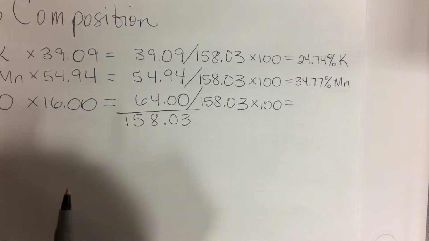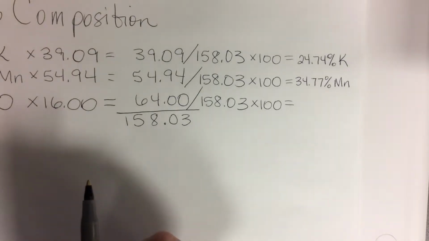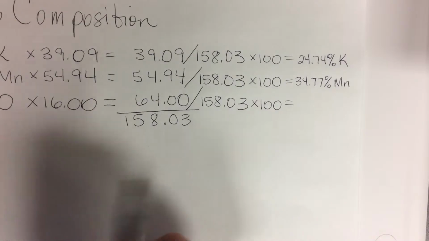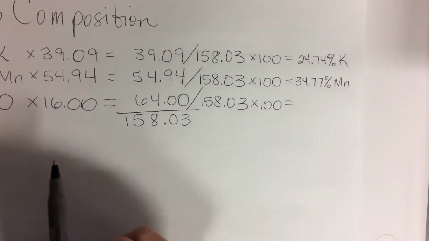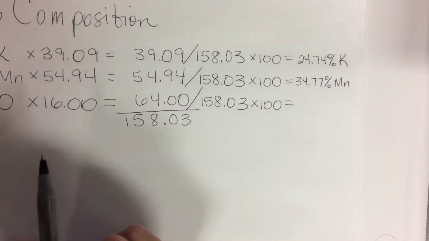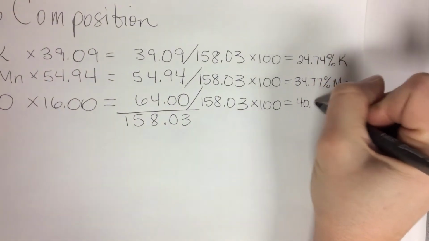Okay. If you have like 3 sig figs and when you get your answer it only has 2, you have to make it more. Yeah, 0.0 or whatever. 40.50. 40.50.